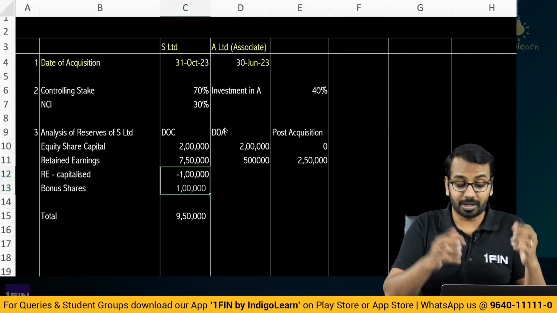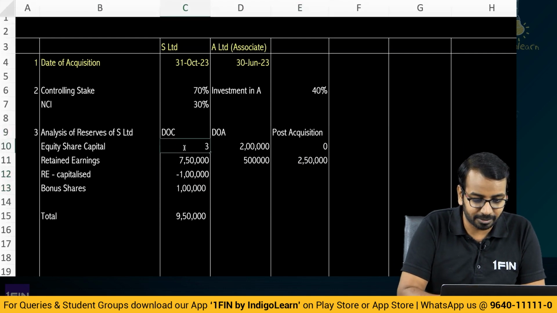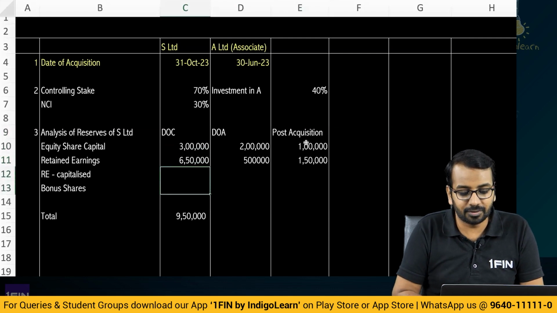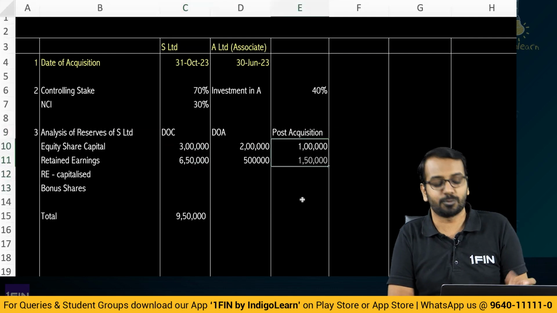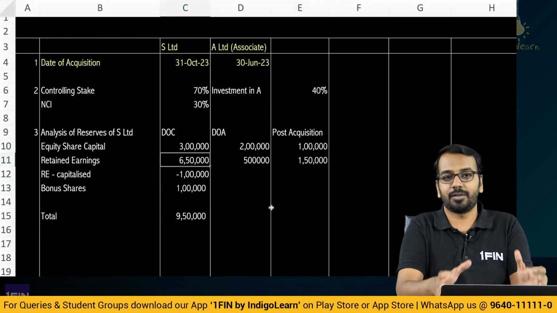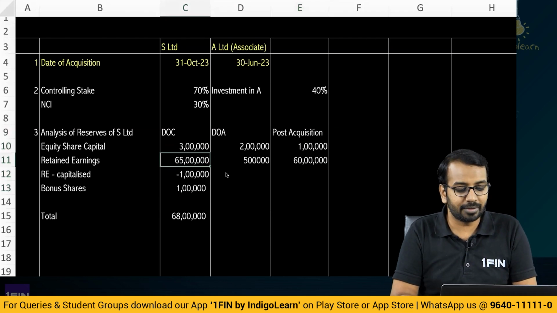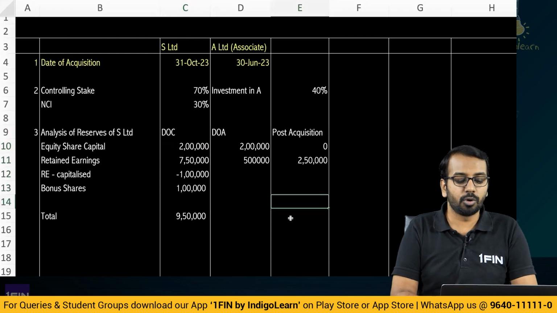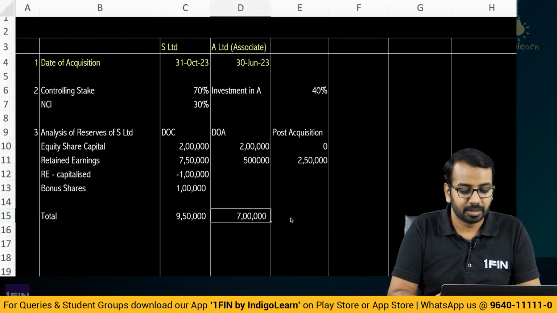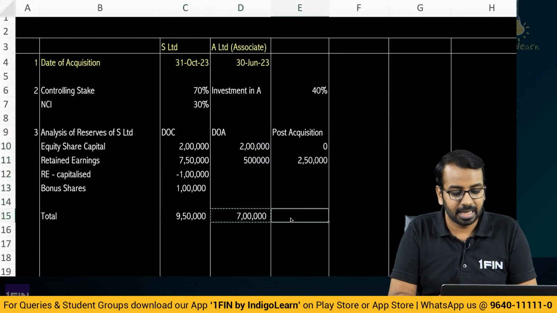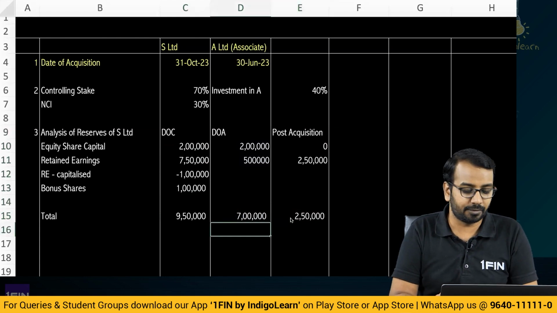Now, some of you are smarter. Sir, what if we write 3 lakhs here and 6,50,000 here and don't show this? Even then the post acquisition becomes 2,50,000. So, what I suggest is don't make it complicated. Do it in a simplified manner so that you don't have any problem in the examination. So, 2,50,000 is the post acquisition profit. On date of acquisition, the net assets is 7 lakhs.